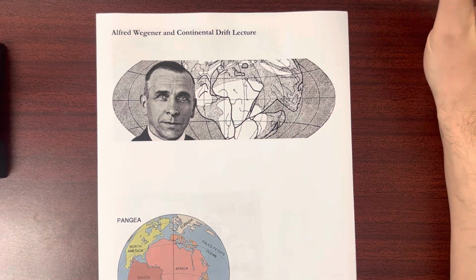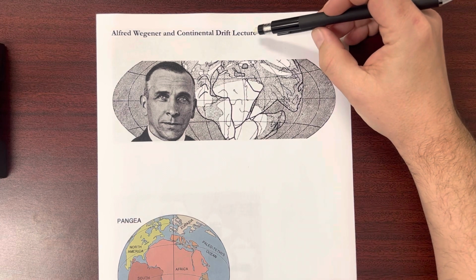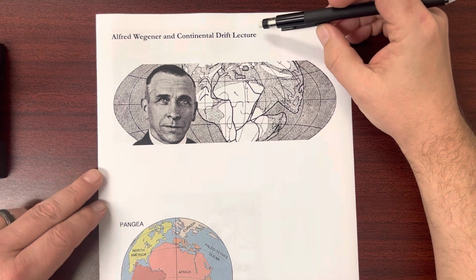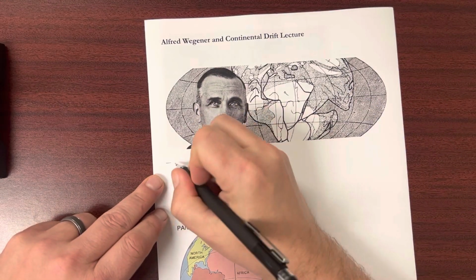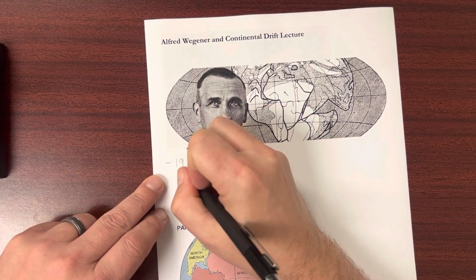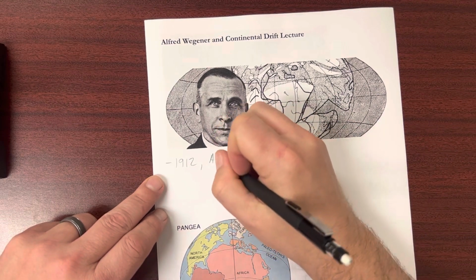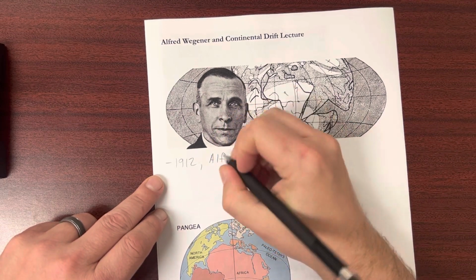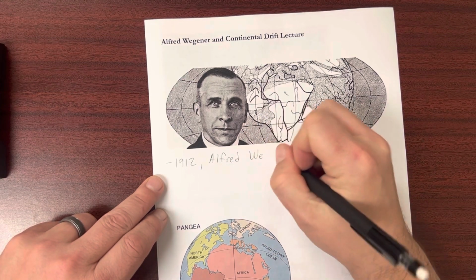Good morning. Today I'm going to talk about a scientist named Alfred Wegener and his hypothesis of continental drift, this idea that he had. And he's not the first to have this idea, but he was the first to really start putting evidence together about this idea.